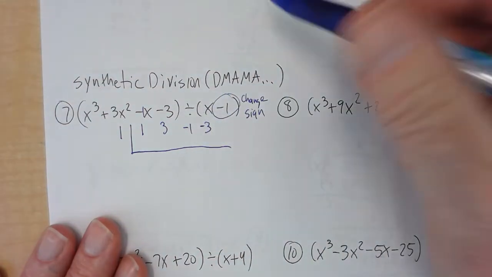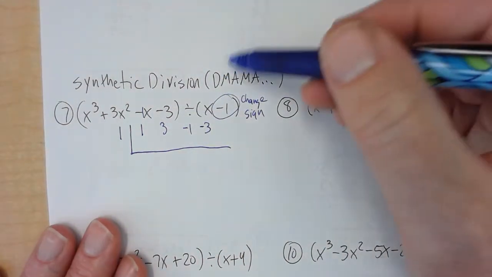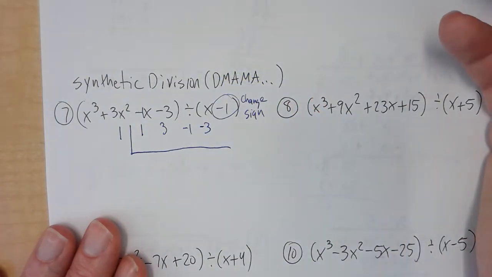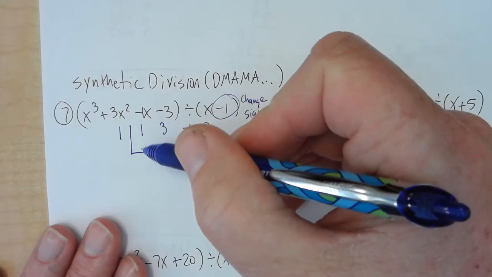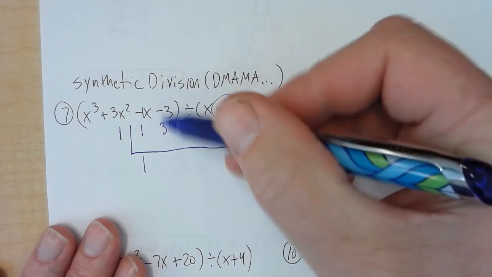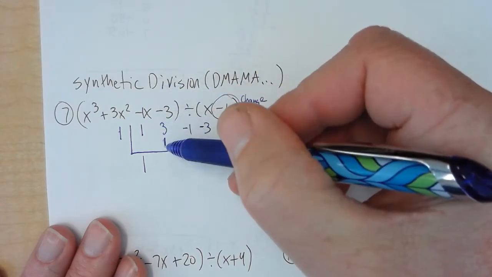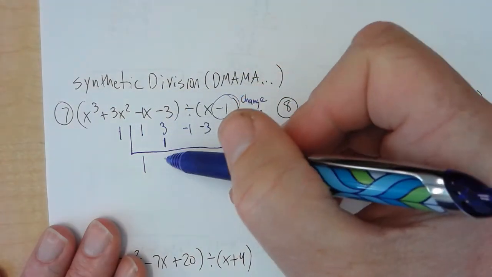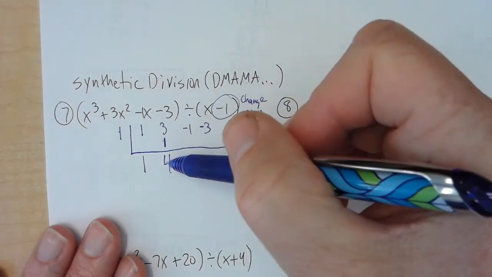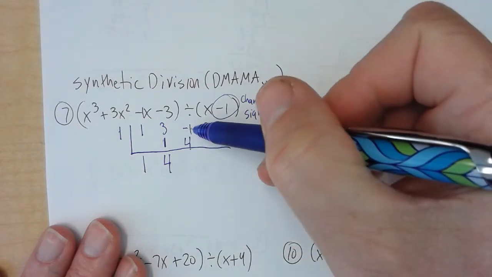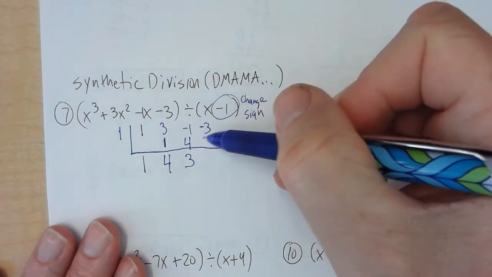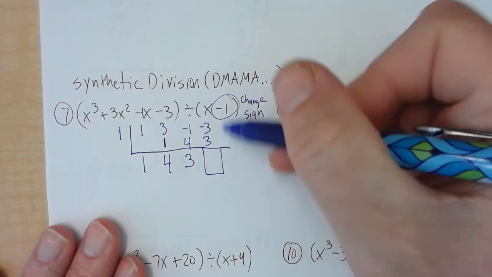Okay. Here is how you remember how to do this. You drop the first number down, you multiply, add until you're done and you run out of steps. So this first number, we drop this down. Then we multiply. 1 times 1 is 1. We put it underneath here. Then we add it together. 4. Then we go back to multiply. 1 times 4 is 4. We add these together. 3. We multiply again, 3. We box in the last number because it is the remainder.